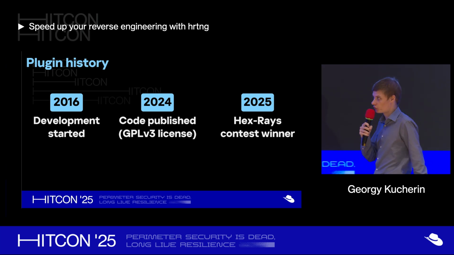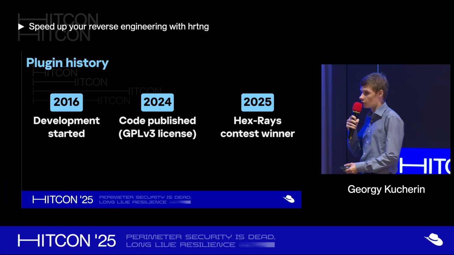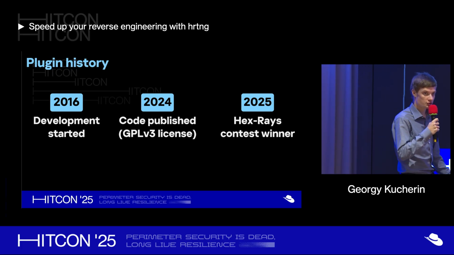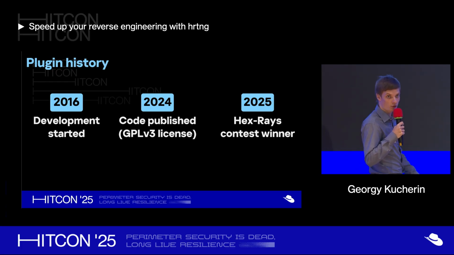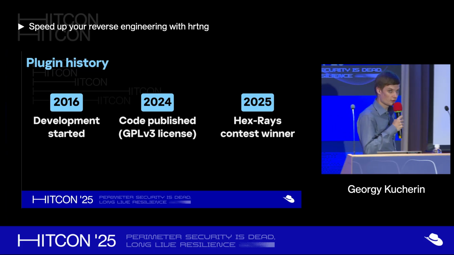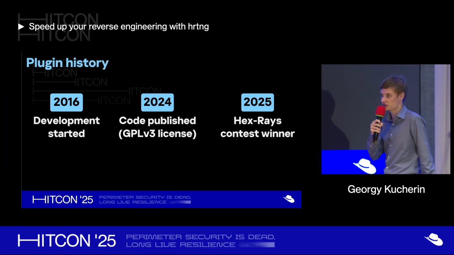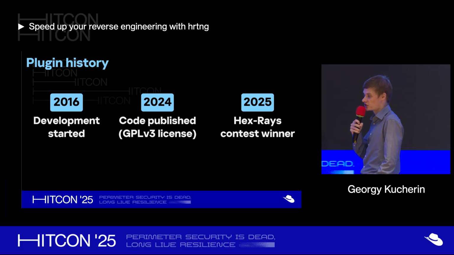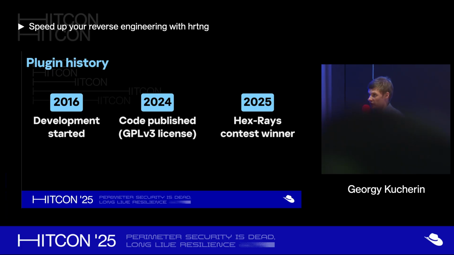And in 2024, we finally published the source code of our plugin online on GitHub under the GPL-v3 license, which gives the community the right to copy this code, modify it, and publish the changes made. After we published the code, we also submitted the plugin to the annual Hex-Rays plugin contest. And this year, it was announced that our plugin scored first place.